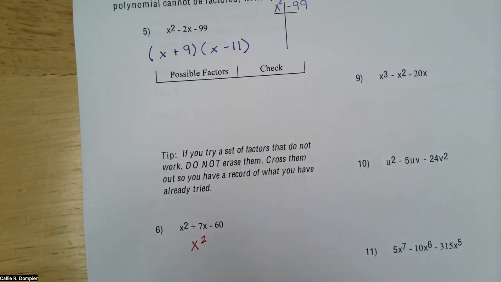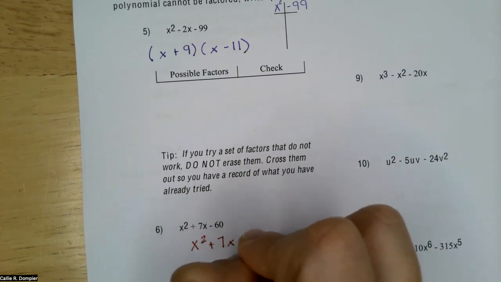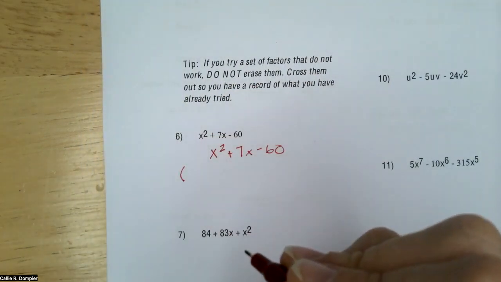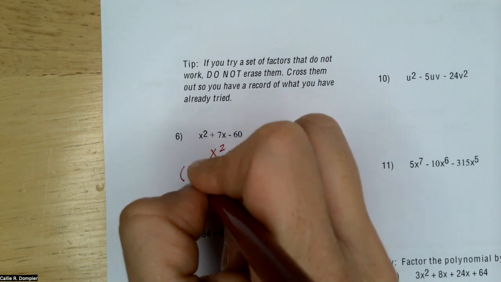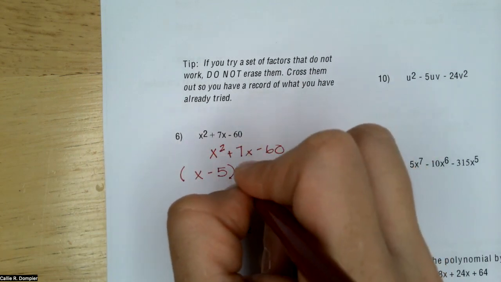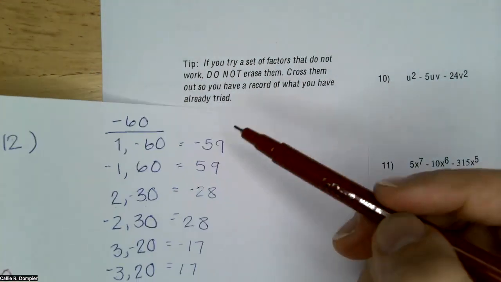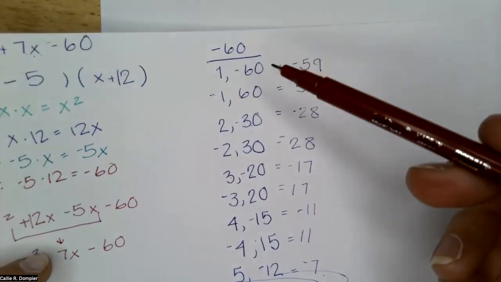Oh, sorry. That is not what we were doing. That was me checking the answer, but I actually meant to write down as my answer x minus 5 times x plus 12. So as you're making your list of factors, think about what they combine to.